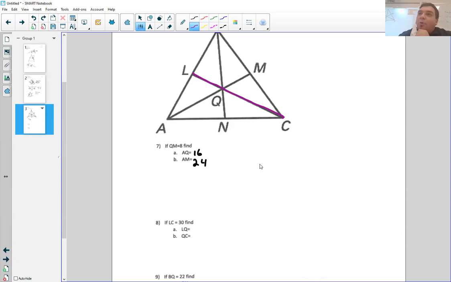So LC, the whole thing. Notice in this case I have the whole line equals 30.